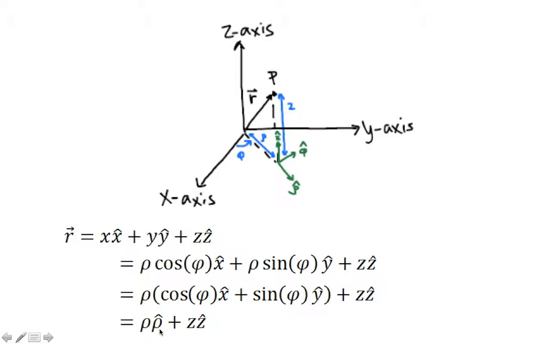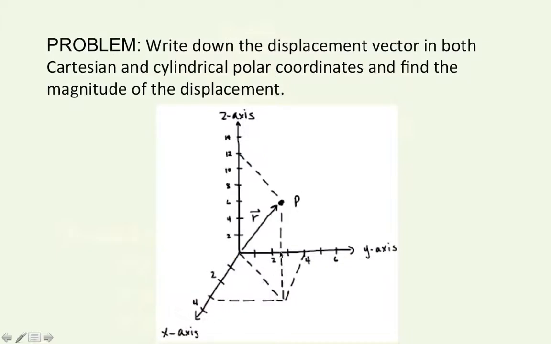Let's do some problems in this coordinate system to make sure that you are able to define the displacement vector. For the first problem, we've located the point P here in our 3D coordinate system. I want you to write down the displacement vector in both the Cartesian and cylindrical polar coordinates and find the magnitude of that displacement.